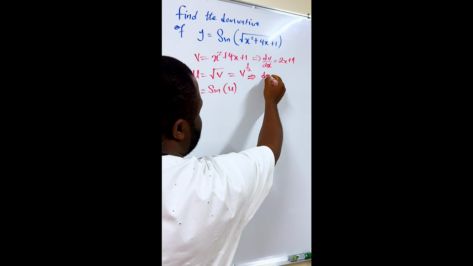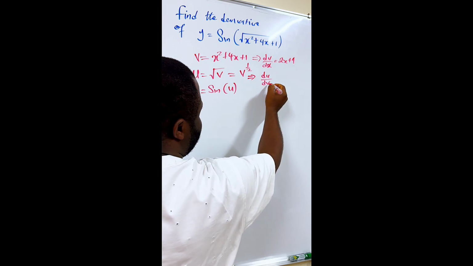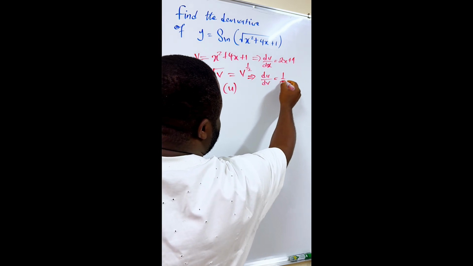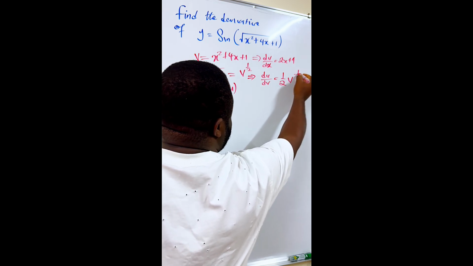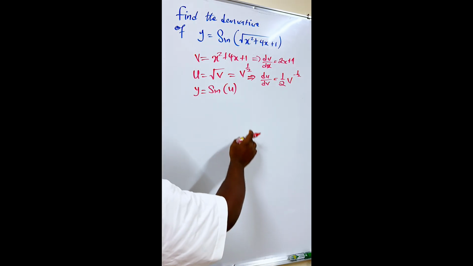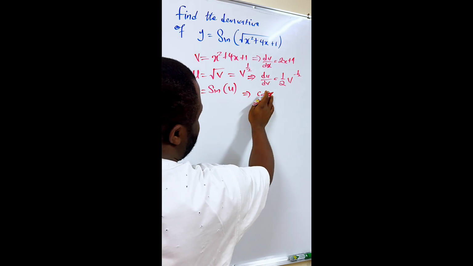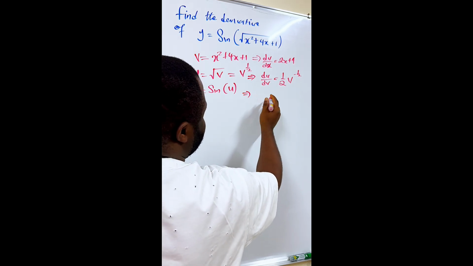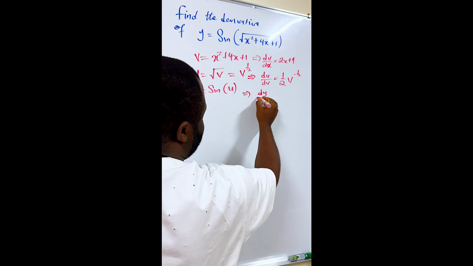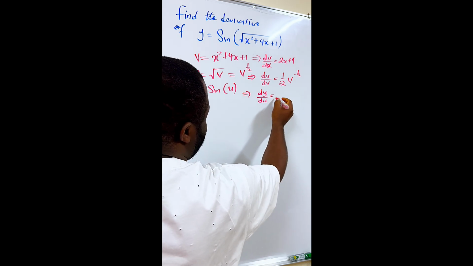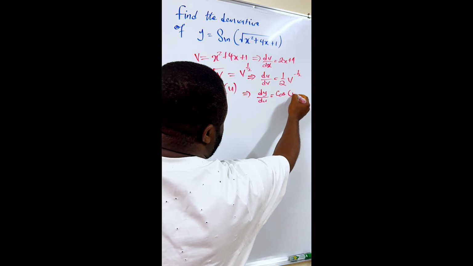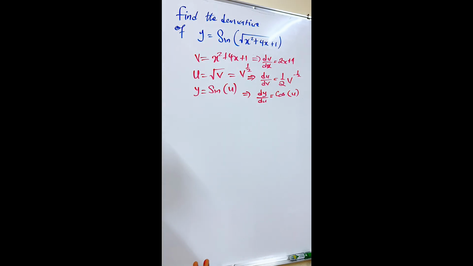This will be du/dv, which will now be equal to 1 over 2 v to the power of negative 1 over 2. Then for trigonometry, we have, let's write it this way, dy/du will now be equal to cos u. And that's it. So those are the derivatives of those three functions.